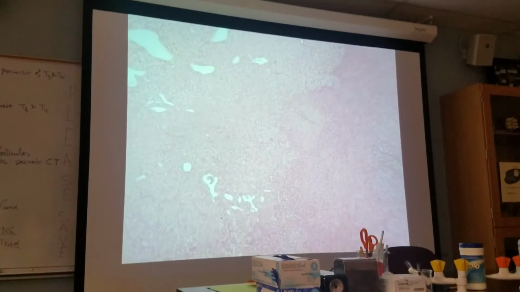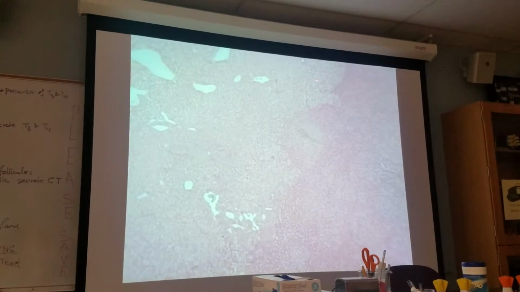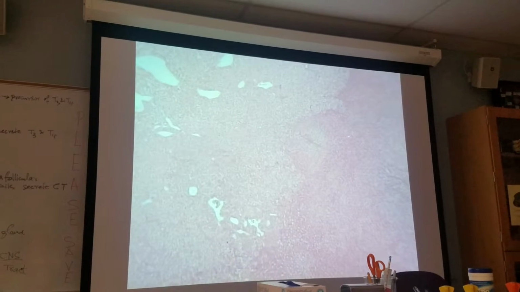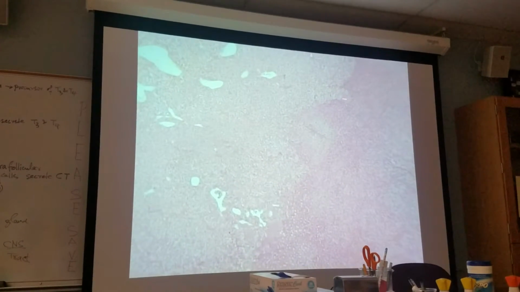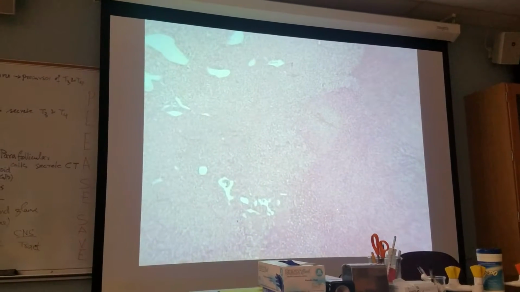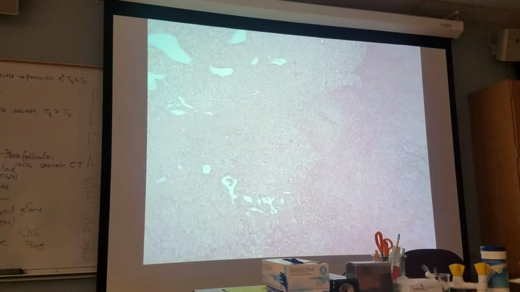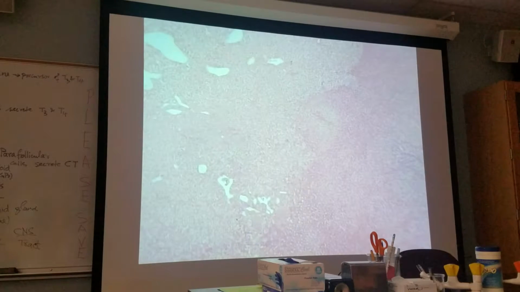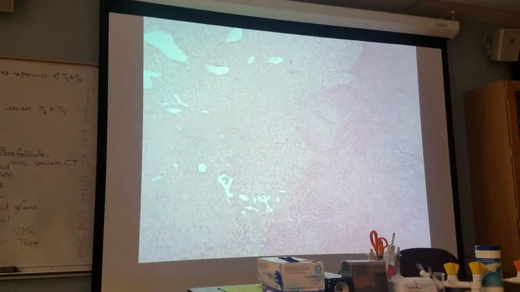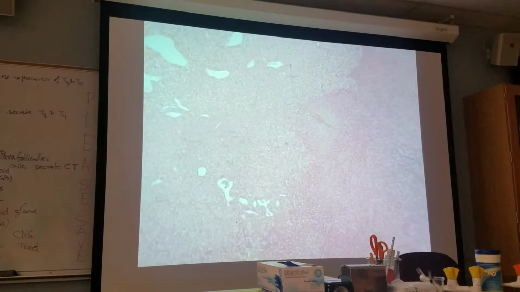Difference in staining between your right-hand side and left-hand side. Which one is lighter or darker? This is lighter. You are looking at the adrenal cortex here, and this is the adrenal medulla.